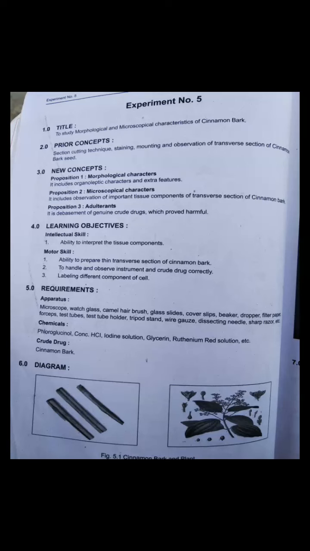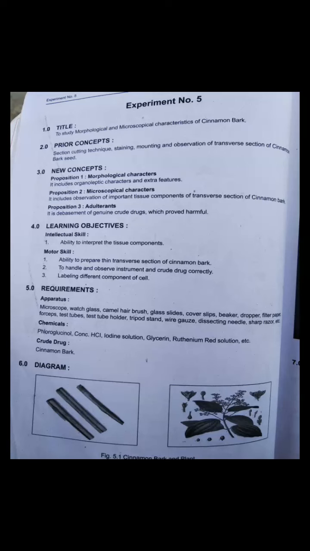Now see experiment number 5, that is to study the morphological and microscopical characteristics of cinnamon bark. The prior concept is the section cutting technique, then staining, mounting and observation of a transverse section of cinnamon bark. The new concepts are: proposition first, morphological characters; proposition second, microscopical characters; proposition third, adulterants.